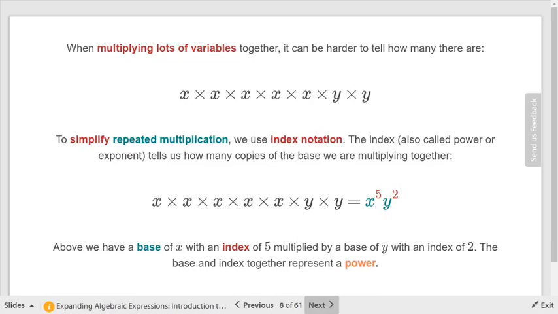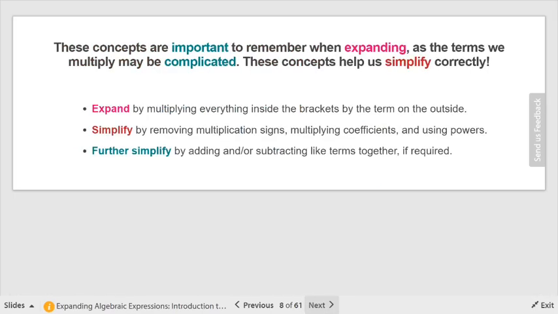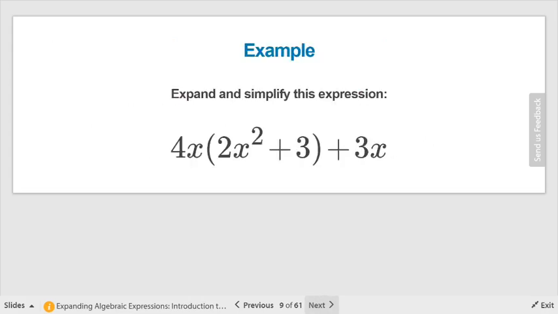Okay. So anytime you're expanding, it means multiplying everything inside the bracket by the term on the outside, right? And simplified means removing multiplication signs, coefficients, etc. So simplified just means make it as simple as possible without any of the further pieces. So here you go. This one's a little different.